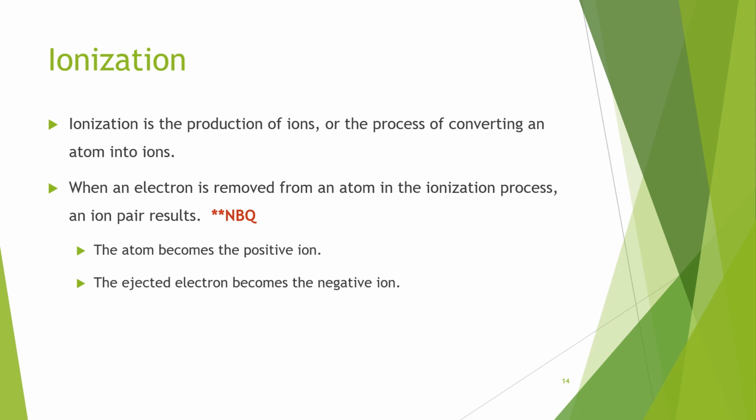Okay, so ionization is the production of ions, or the process of converting an atom into an ion. When an electron is removed from an atom in the ionization process, an ion pair results. That will probably be on your boards. The atom that lost the electron is now a positive ion because it has too many positives, right? It has too many protons and not enough electrons. The ejected electron out on its own becomes a negative ion. I've said that a few times as well, so that will probably be on your quiz. Hint, hint.